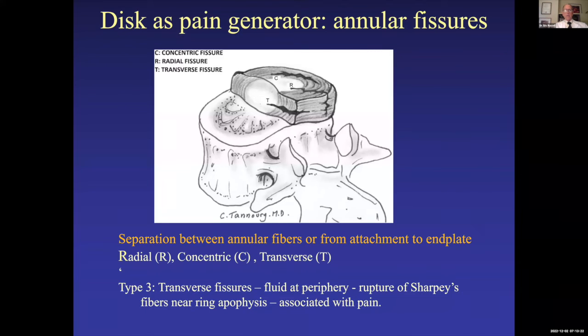Another possible pain generator is when the disc degenerates, it may fissure. And you can see these annular fissures. C is circumferential. Around the edge of the disc, you may have radial and transverse fissures. These used to be called tears, but that's a pejorative term. When we talk about nomenclature, I'll get more into why we don't call them tears anymore. But type 3 transverse fissures, where you often have fluid at the periphery of the disc that can be recognized on T2 MR, may be associated with pain because the annulus is innervated.